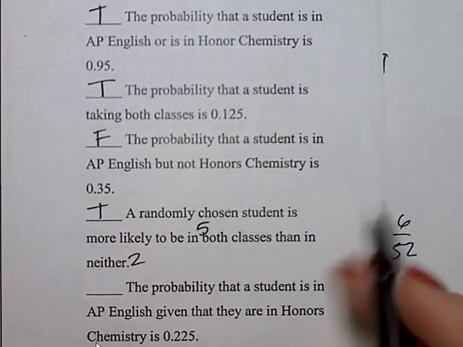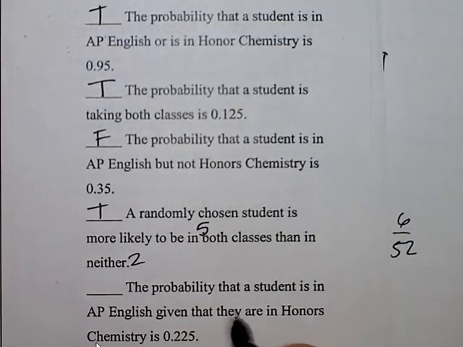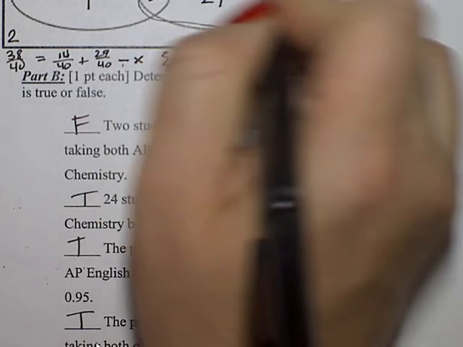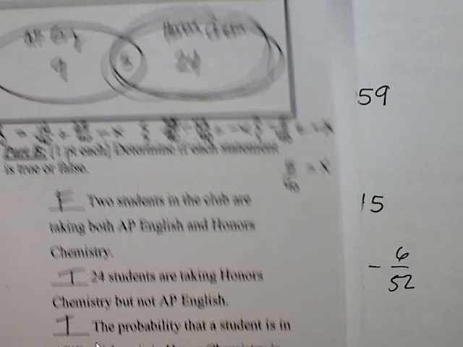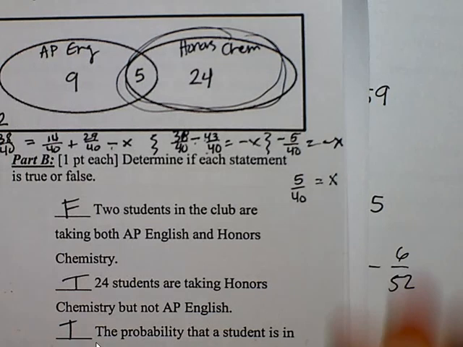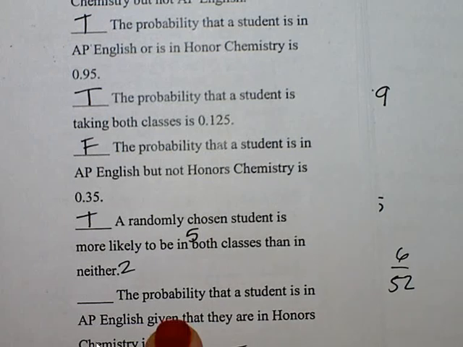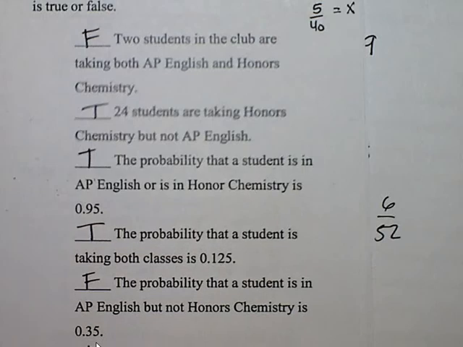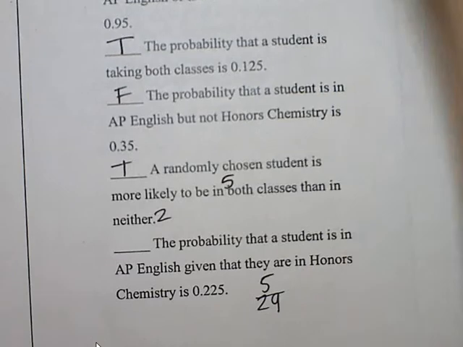Okay, the probability that a student is in AP English, given that they are in honors chemistry. So first of all, we're focused on honors chemistry. Put a circle around this. How many students do I have in honors chemistry? 24. No. How many students do I have in honors chemistry? 29. So 29 is your bottom number. It's your denominator. What is the probability that the student is also in AP English? So please take 5 divided by 29 for me, and let me know, is 5 divided by 29 equivalent to 0.225?